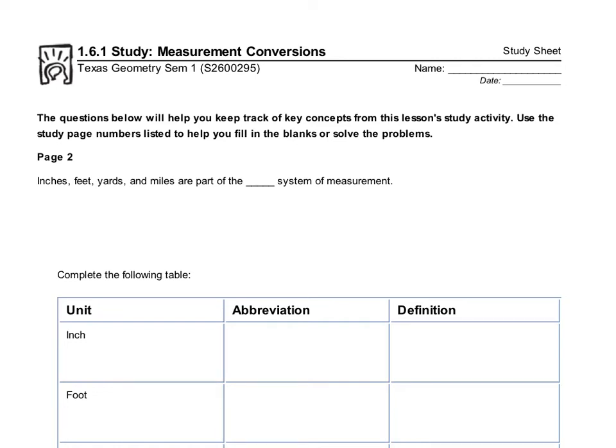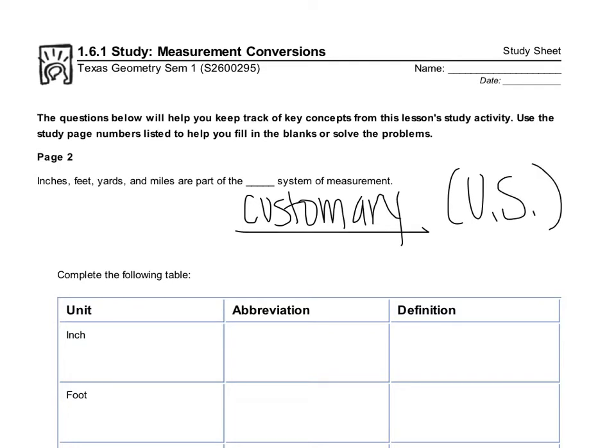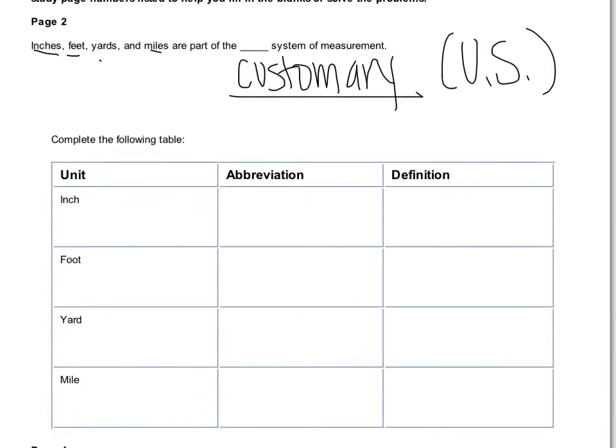1.6 is all about the different types of measurements. The measurement units that we use in the United States are what is called the customary system. That's what we use in the U.S. It's the system that has inches, feet, yards, miles, and various gallons. Anything that you hear about in the United States is part of the customary system.